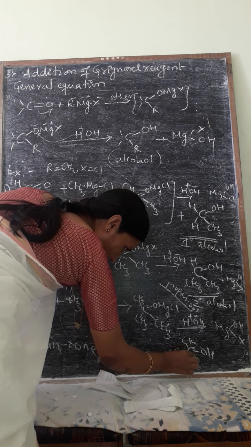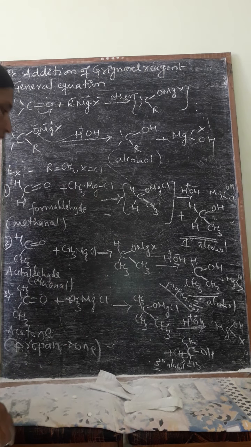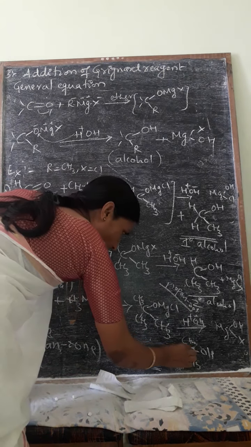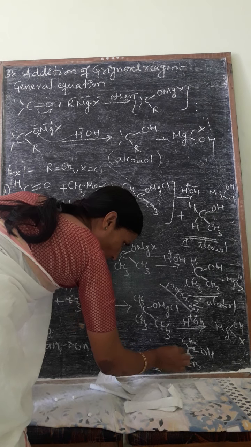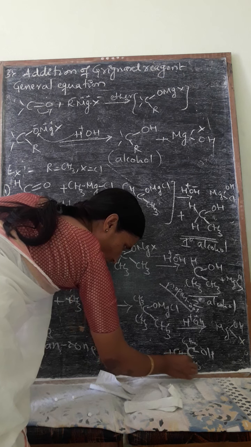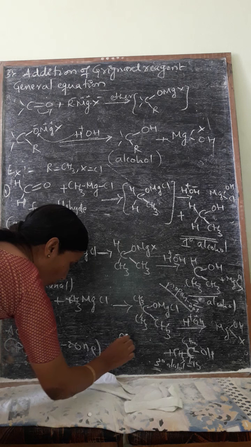This is a carbon containing no hydrogen atom, hence it is called a tertiary alcohol. What type of tertiary alcohol is it? 1, 2, 3. On carbon 2, CH3. 1, 2, 3. Carbon 2, CH3. Carbon 2, OH. Hence it is said to be propane.